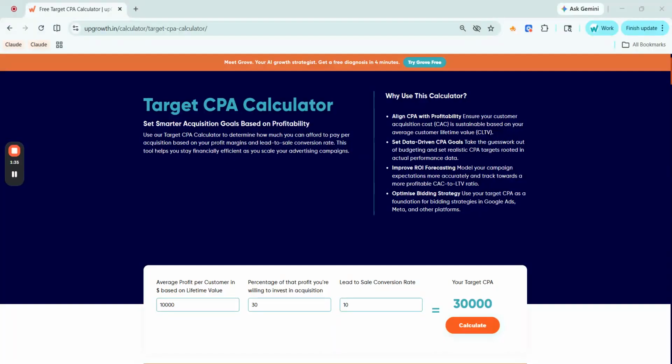That means you can afford to spend up to 30,000 in ad spend to acquire one customer and still remain profitable over their lifetime. This is the number you set as your maximum bid or campaign target in Google Ads, Meta, or any other platform.